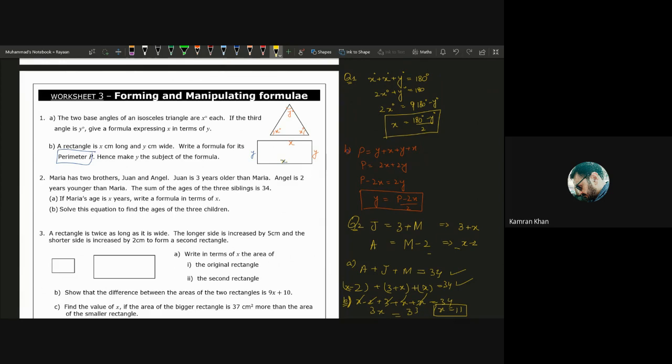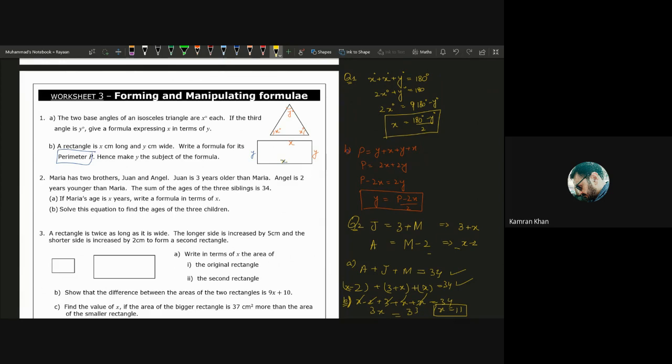Sir, in this question, it is written that John is 3 years older than Maria, and Angel is 2 years younger than Maria. So we have written John is equal to 3 plus Maria, and Angel is equal to Maria's age minus 2. Okay. And we have to find this.